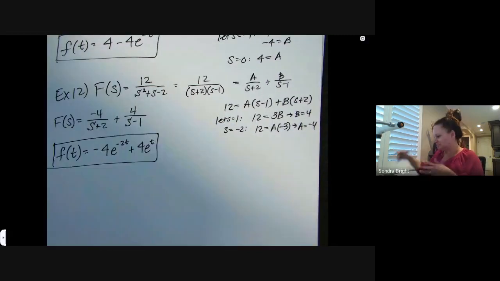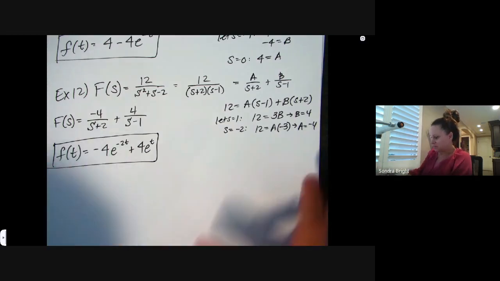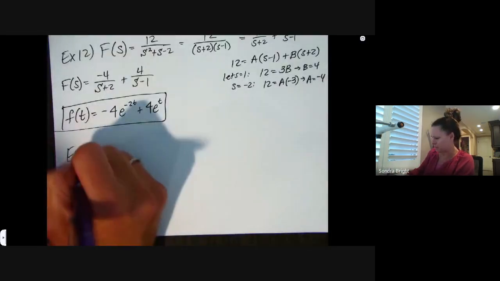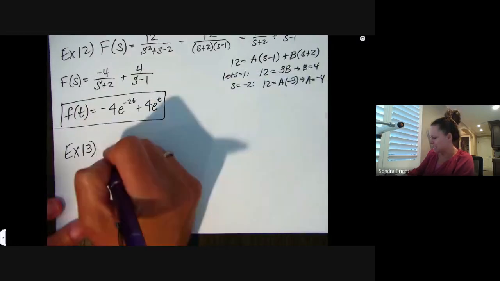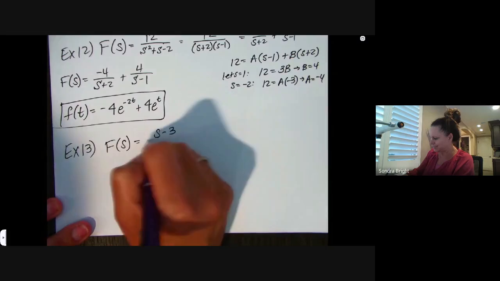All right. One more example of this kind before we actually go and use this. Okay, what if the Laplace transform is s minus 3 over s squared plus 16?